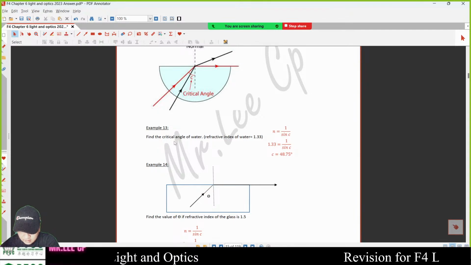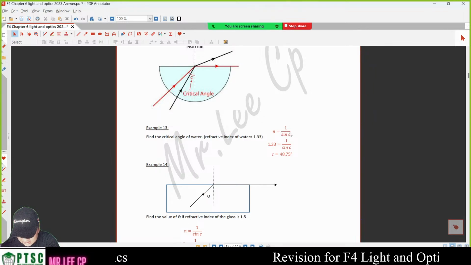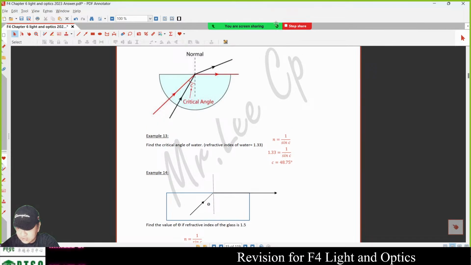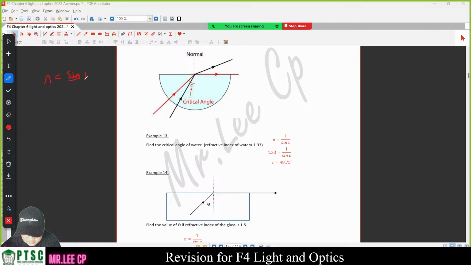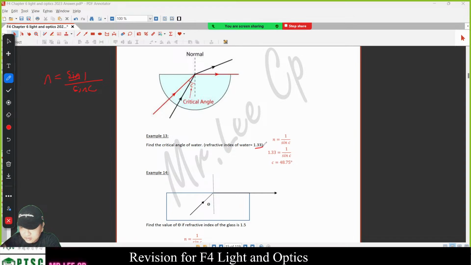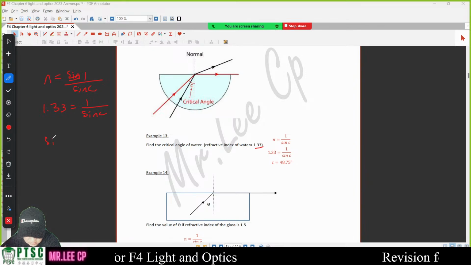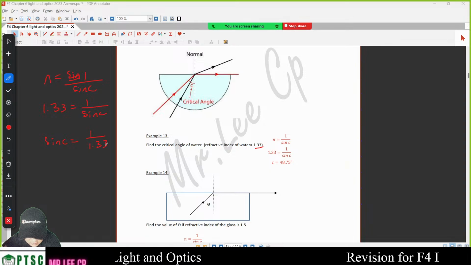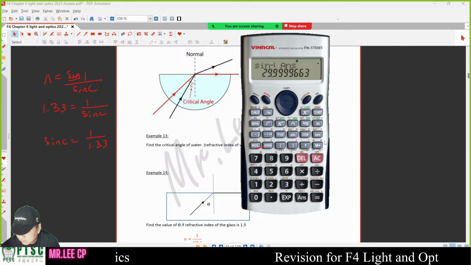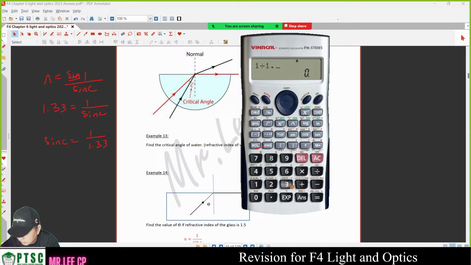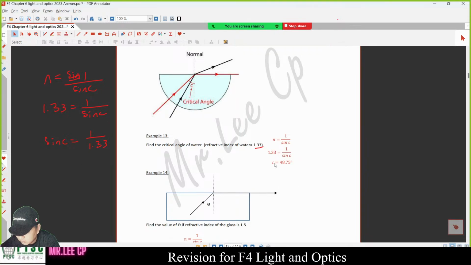Then you want to find the critical angle. n is 1 over sine c, where c is the critical angle. So how to find the critical angle of water? n is equal to 1 over sine c. n is 1.33. This one goes up, this one goes down. Sine c is equal to 1 divided by 1.33. And then 1 divided by 1.33 equal, then I shift sine equal: 48.75. That's how we get it.